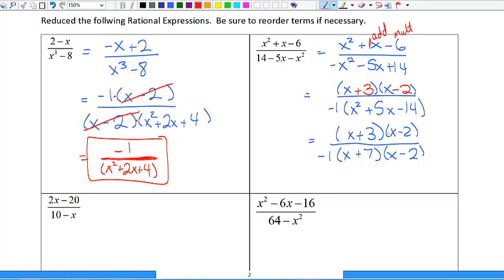Now that I have it in factored form, I know that these are products, and so I can divide out any common factors. So my solution is x plus 3 over -1 times x plus 7. Now normally we don't like having the -1 in the denominator. We prefer to have it out in front or in the numerator, so if you want to, you can move that to the numerator or out in front. I prefer it out in front. But honestly, I'm going to accept either way.